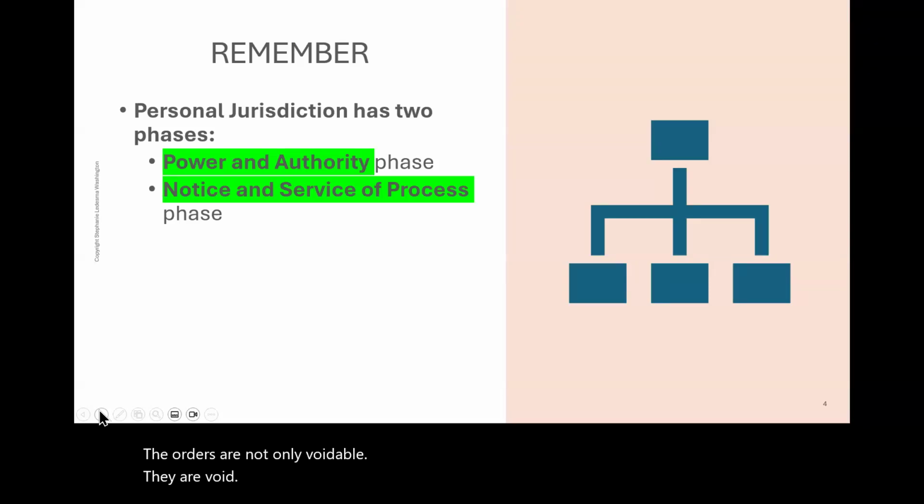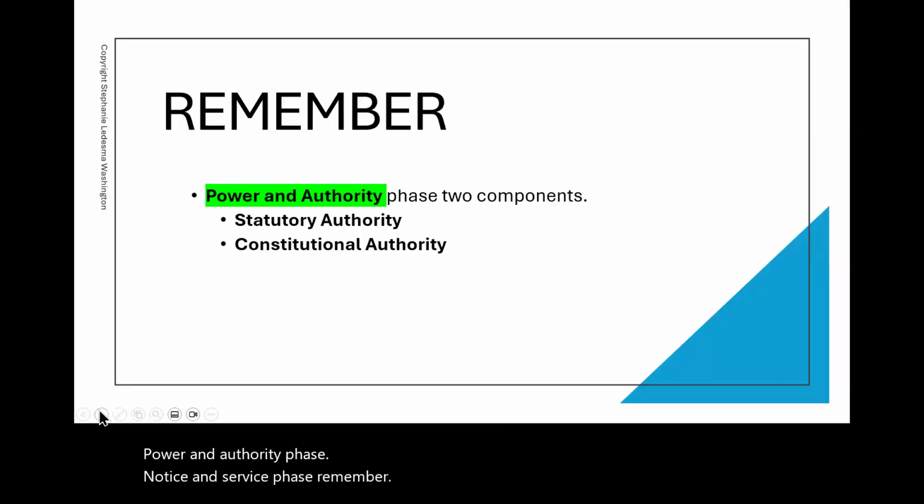Personal jurisdiction has 2 phases: power and authority phase, notice and service phase. Remember? Power and authority phase has 2 components. It has the statutory authority component and the constitutional authority component.